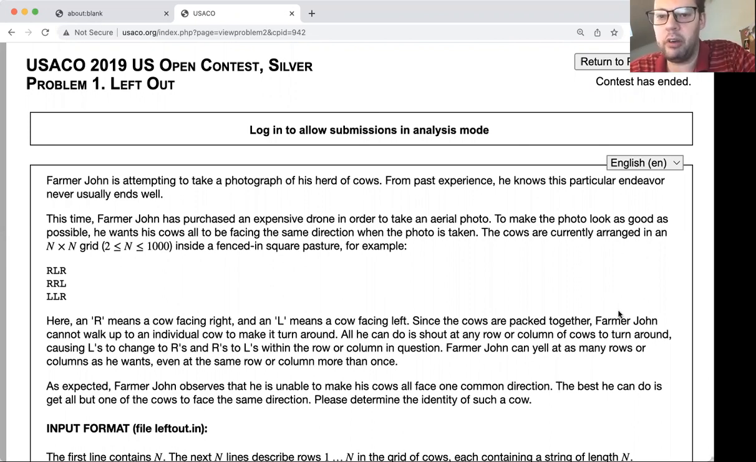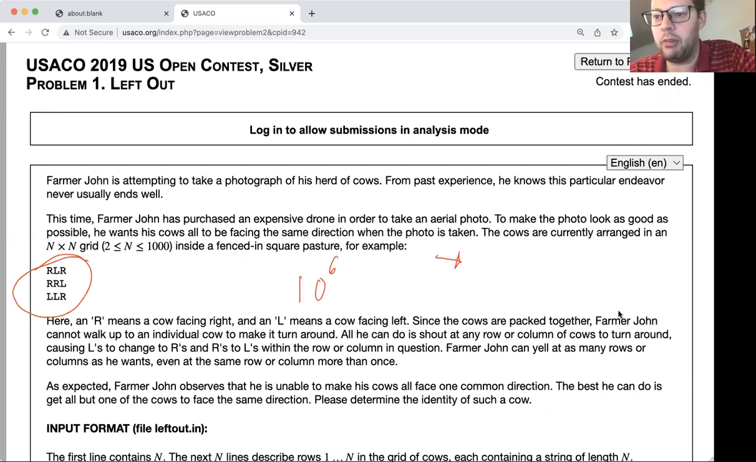The cows are currently arranged in an n by n grid, where n is between 2 and 1,000. So it'll be a perfect square. At most, it would be 1,000 by 1,000, which is 1 million locations. Just for the record, 1 million is 10 to the 6th. So that's the number of cows that there are in total in the field when you consider it being n by n, inside a fenced-in square pasture.